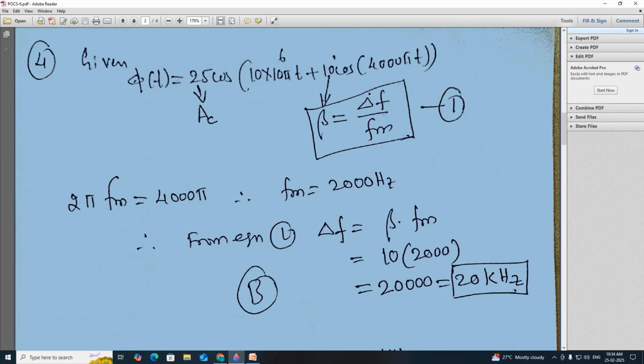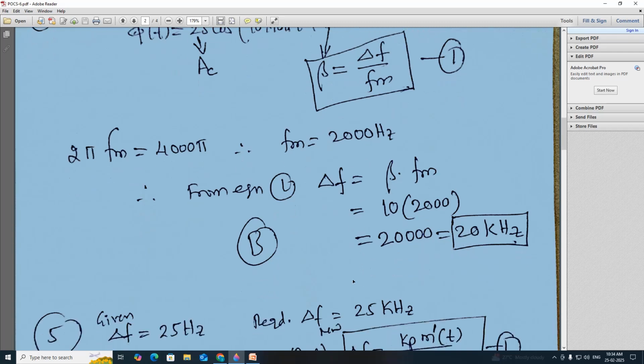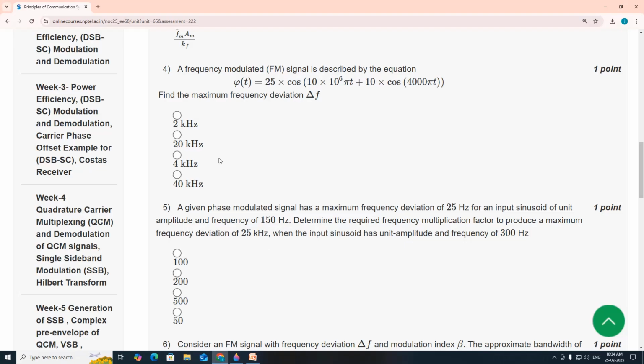Because this is the modulating signal, 2 pi fm equals 4000 pi. Therefore fm becomes 2000, or 2k. From equation 1, delta f is equal to beta into fm. Beta is 10 and fm is 2000. Multiplying these two, we get 20,000, which is 20 kilohertz. Option B, 20 kilohertz.